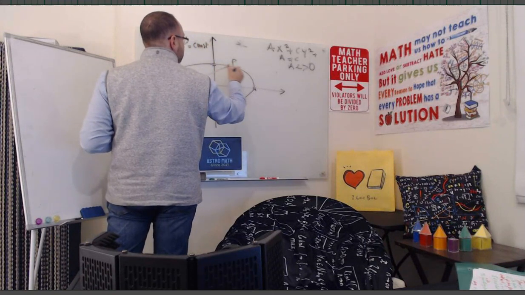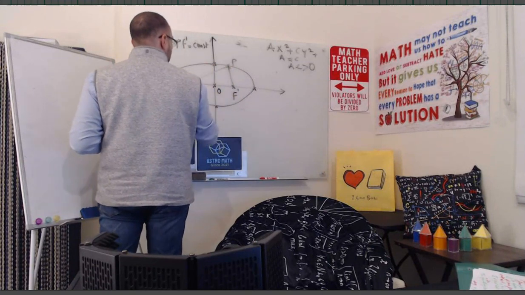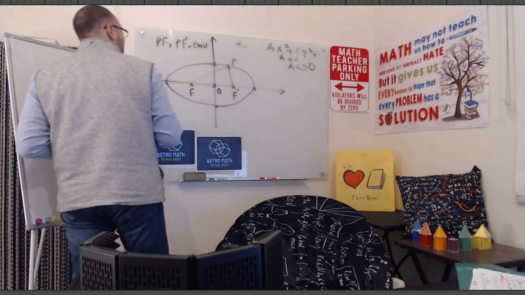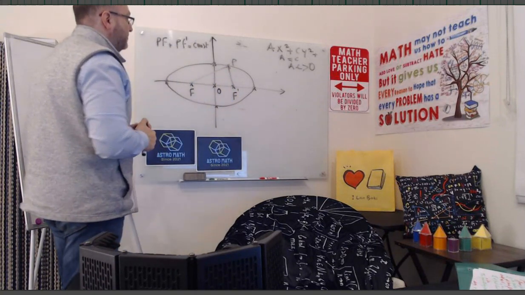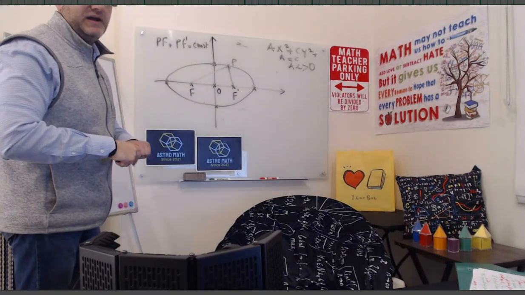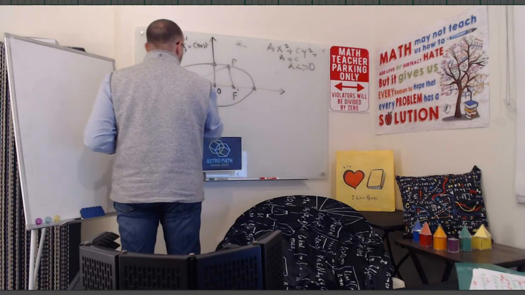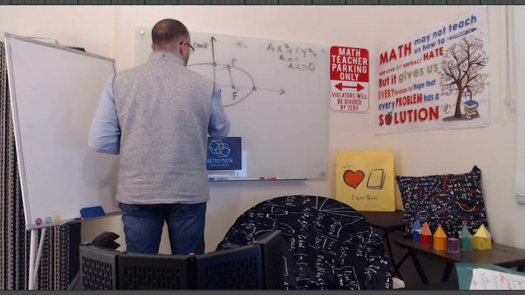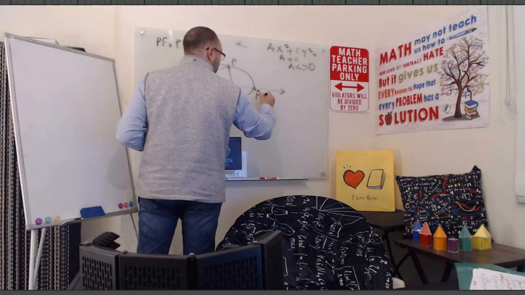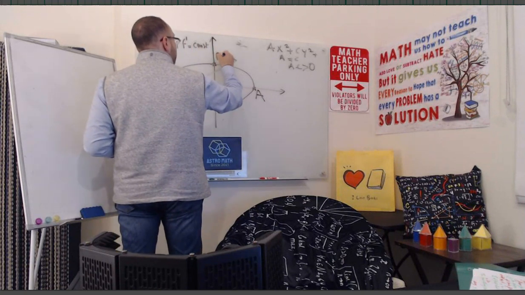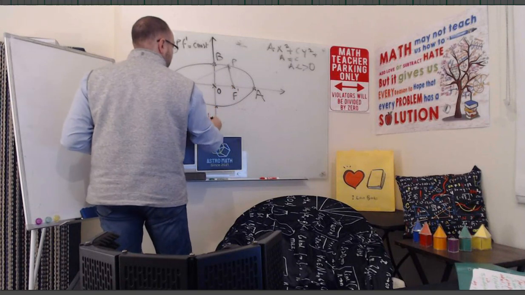Wherever that P goes, if P is here, that's what we're going to study now, or P is here, or here, or anywhere, PF plus PF prime, or QF plus QF prime, equals a constant. Now, we call that the focal diameter. From O, let's call that big A here, and this is big B. And let's call that A, B, C, D.